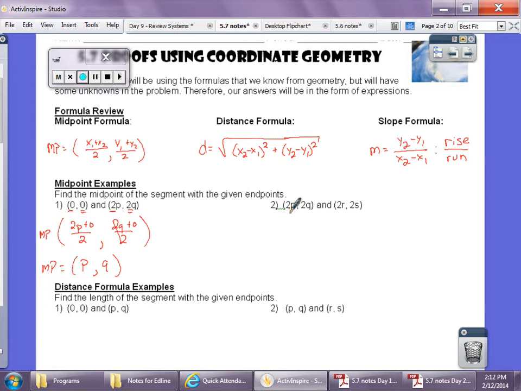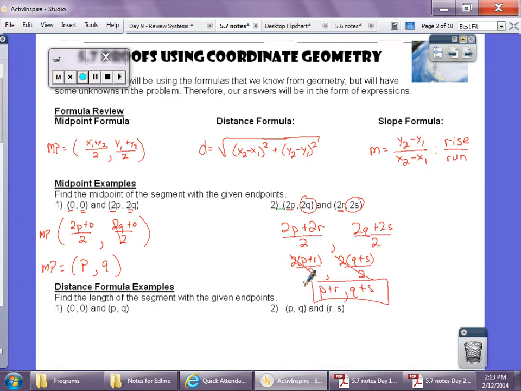Now for this one, we take our x's, so we have 2p plus 2r divided by 2, and then our y's, which is 2q plus 2s divided by 2. Now these all have a factor of 2, so we can say it's p plus r divided by 2, and then q plus s divided by 2. The 2's cancel out, so our midpoint is (p plus r, q plus s). That is the midpoint.